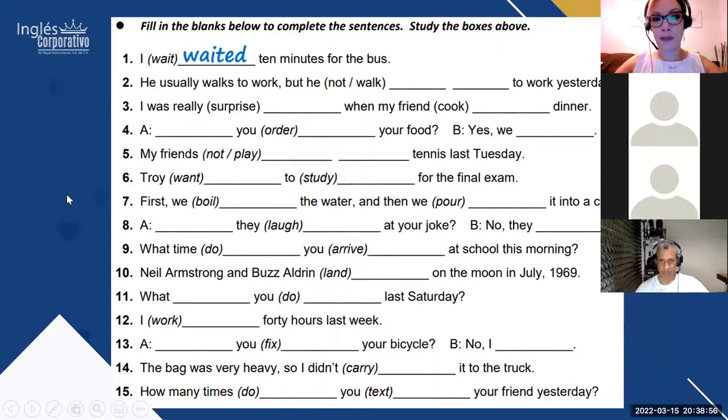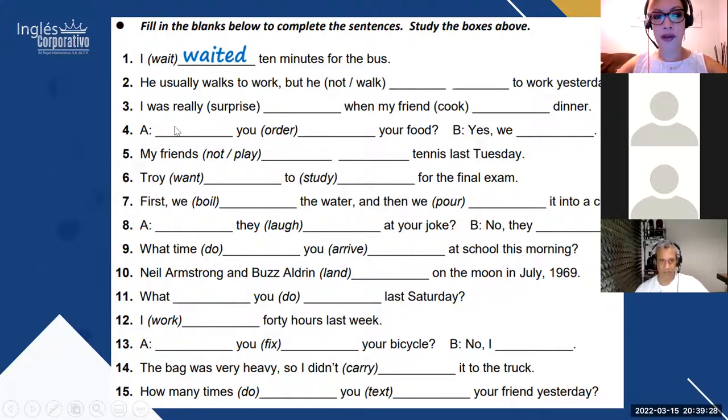Ahora, para poner esto en práctica, tenemos estas oraciones que vamos a ir completando, poniendo en práctica lo que ya vimos en esta unidad del simple past with regular and irregular verbs. In number one, you see I, and everything indicates that is an affirmative statement. So I just conjugate the verb wait to the simple past, waited. I waited 10 minutes for the bus.